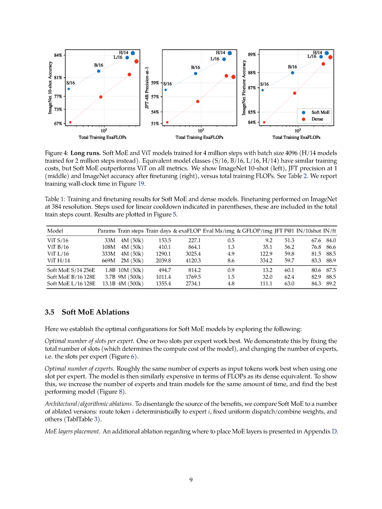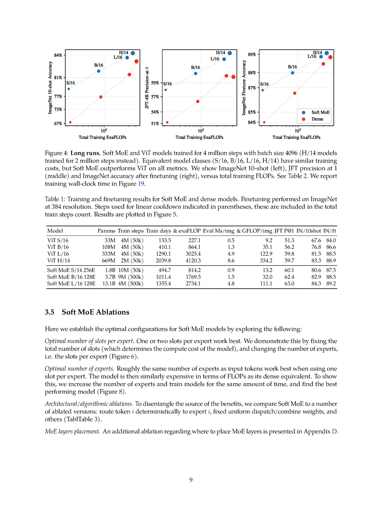Next, we wanted to find the best configurations for SoftMo models. We looked at the following factors. 1. Optimal number of slots per expert. We found that 1 or 2 slots per expert work best. We proved this by keeping the total number of slots, which determines the computational cost of the model, constant, and changing the number of experts, i.e., the slots per expert.